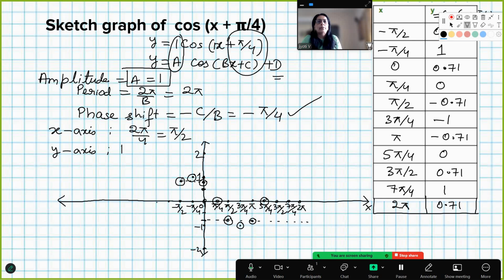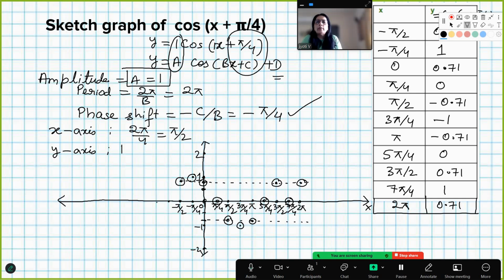3 pi by 2 and, okay, this is that 0.71 line. 0.71 means 1 by root 2 line. 3 pi by 2 and this is the point. 7 pi by 4 and 1. 2 pi and 0.71. This one. Somehow it came very, no, that's okay.